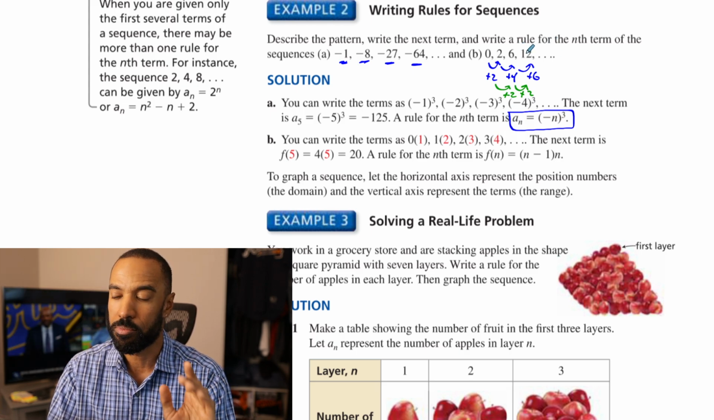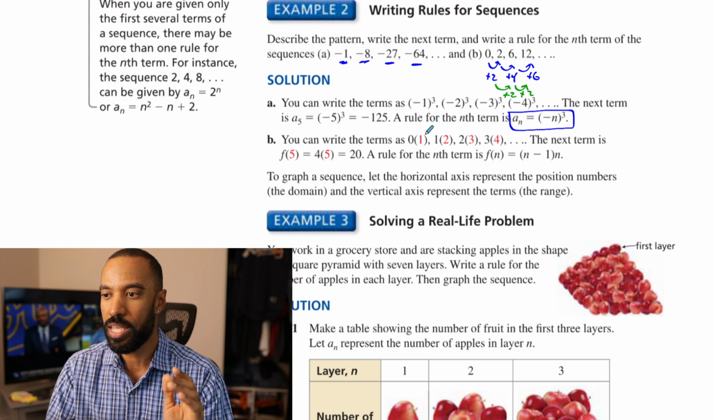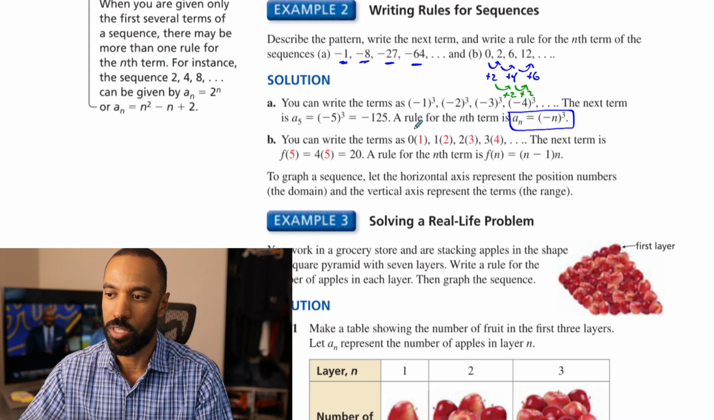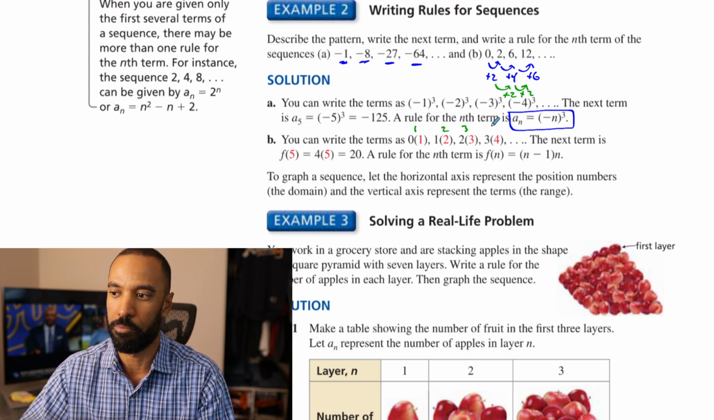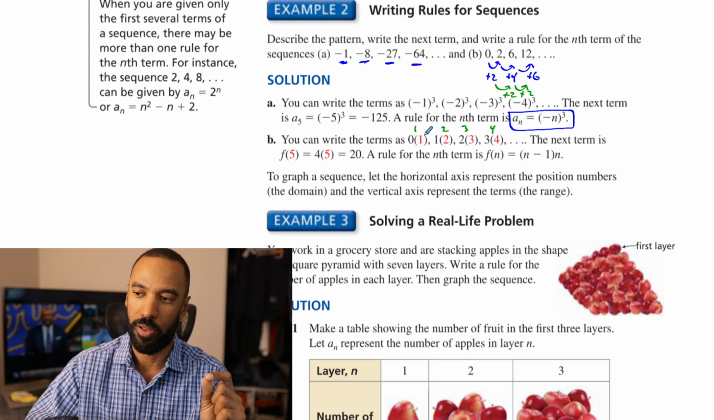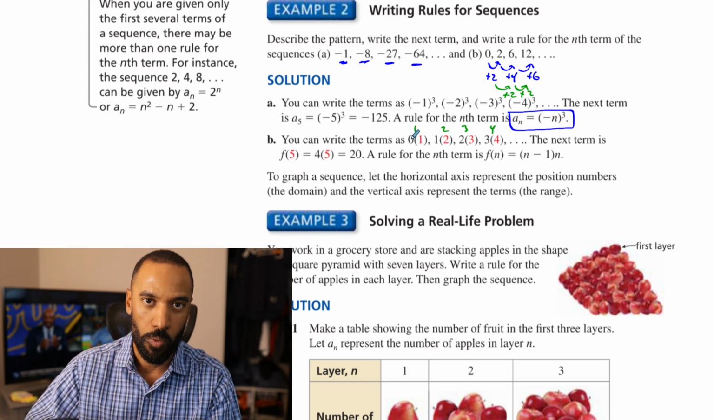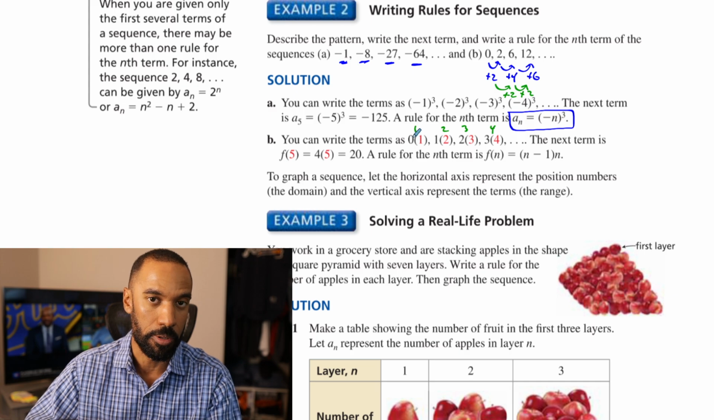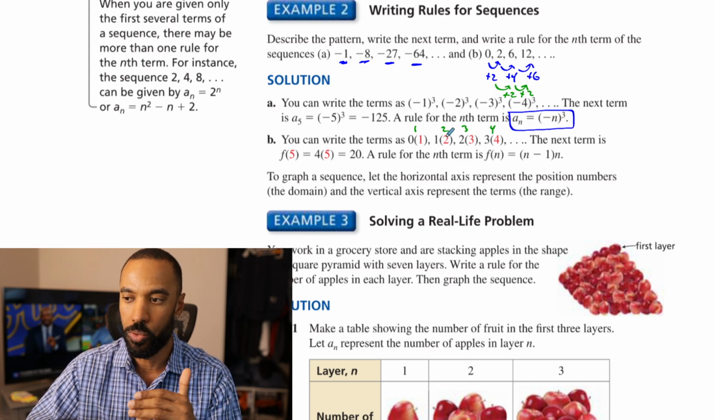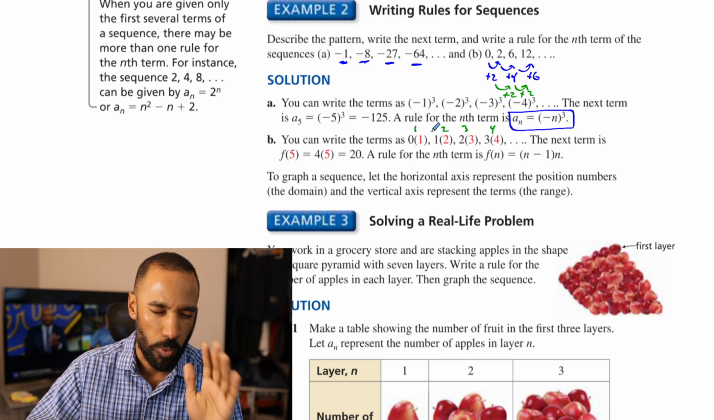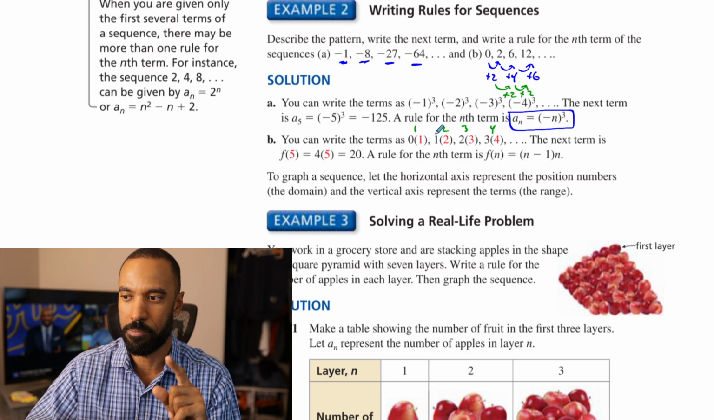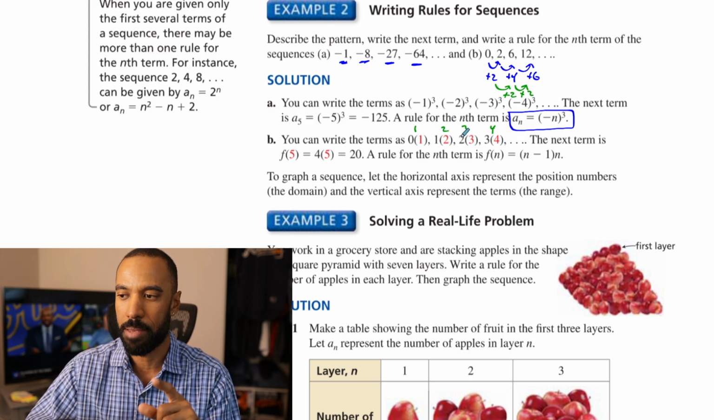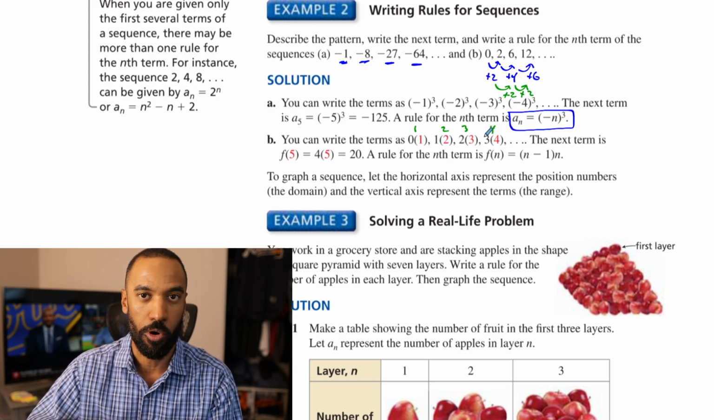I'm going to ignore it. 3 times 4 is 12. So you're seeing that if this is the first term, second term, third term, fourth term, etc., we're multiplying 1 times 0, the number before it, 1 minus 0. 1 times 1 minus 1, 2 times 2 minus 1, 3 times 3 minus 1, 4 times 4 minus 1, etc.